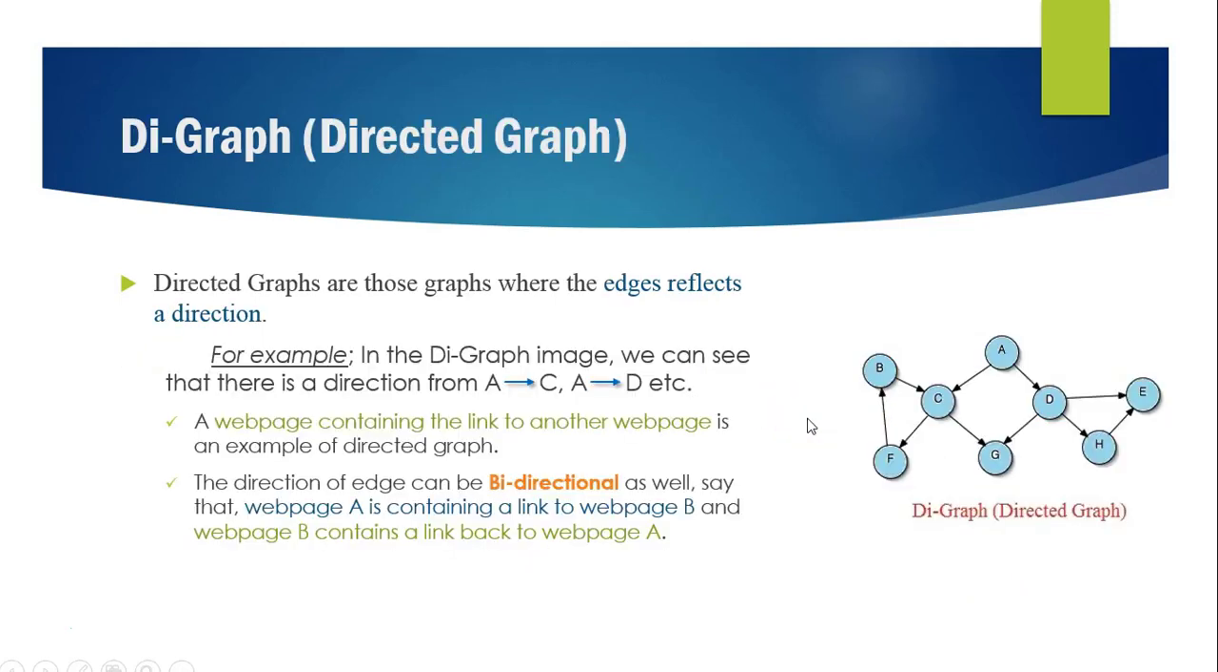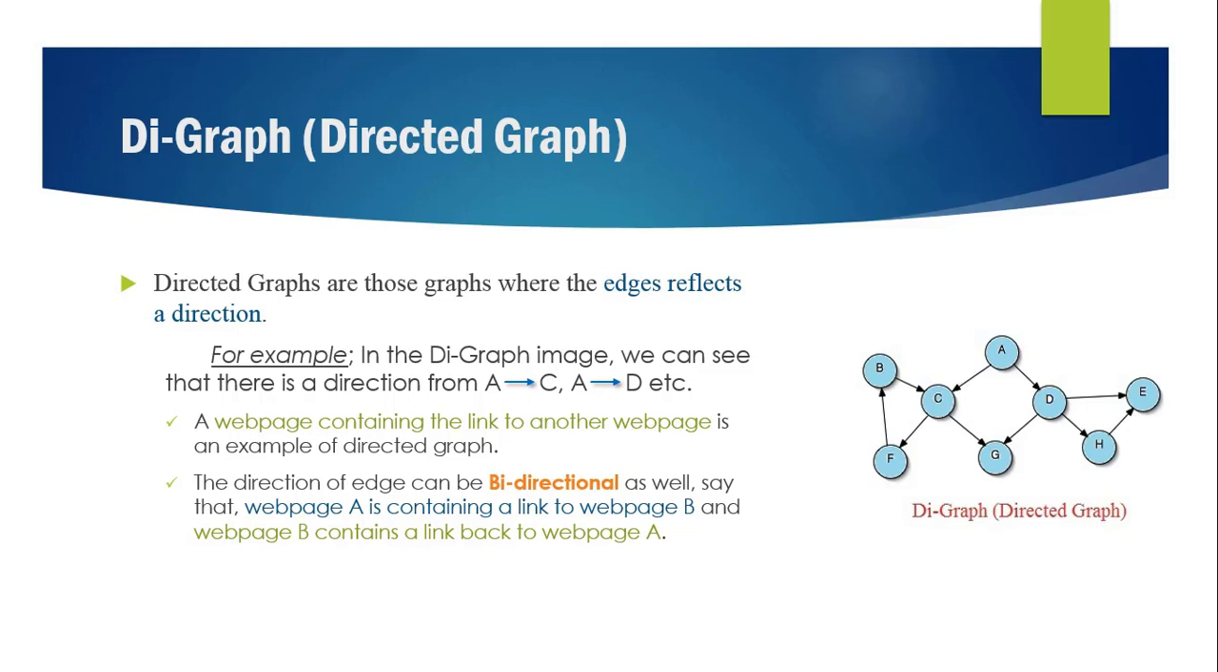So depending on the properties of edges and vertices, graphs are classified into various types like digraph or directed graph, then undirected graph and weighted graph. So let's understand the directed graph first. A directed graph is one where the edges reflect a direction.